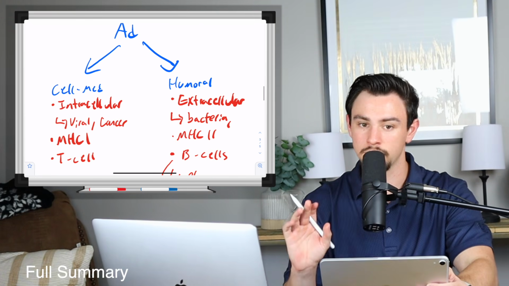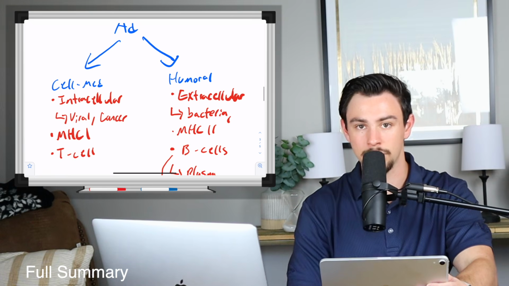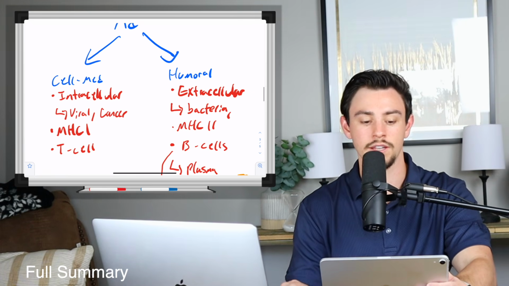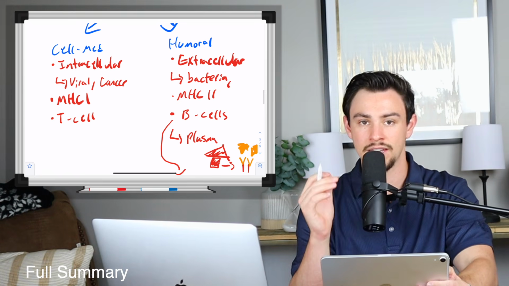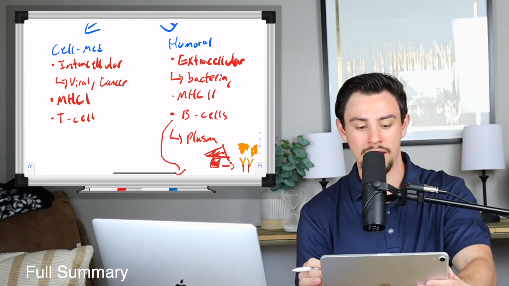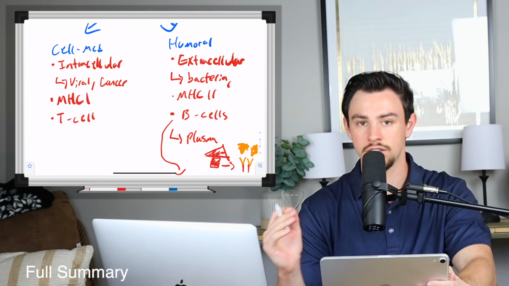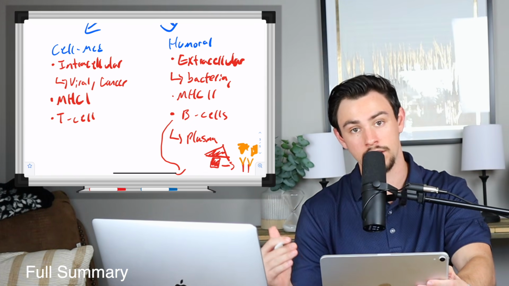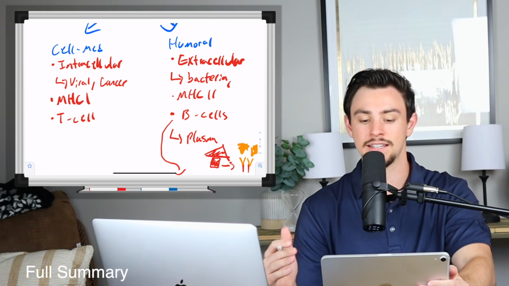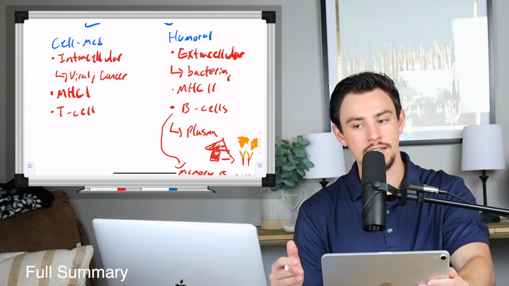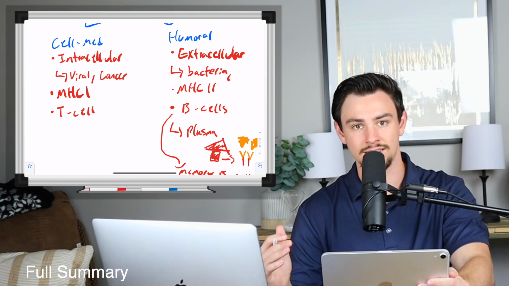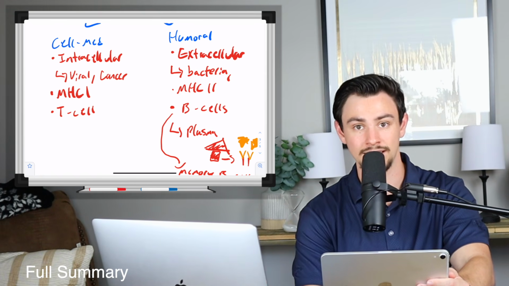The adaptive immunity is split into two separate responses, the cell-mediated immunity and the humoral immunity. The key factors for the cell-mediated immunity are that it is targeting intracellular pathogens like viruses and cancer. It is using the MHC1 protein, and it is classically known as being T-cell mediated, and all that means is that the cytotoxic T cells are the ones that are actually doing the killing.